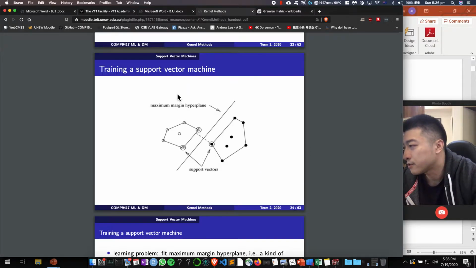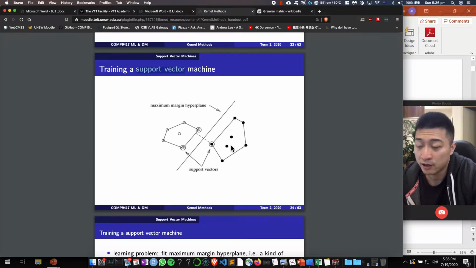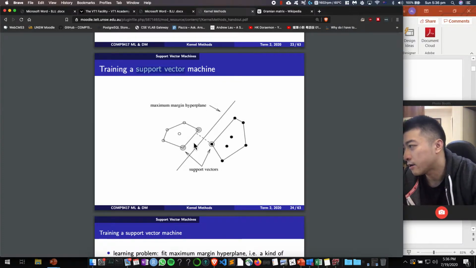There's a few things to keep in mind. So why is it called a support vector? The interesting thing about support vector machines is that they are purely defined by the support vectors. Now, the support vectors are the closest examples of each class to the separating hyperplane.